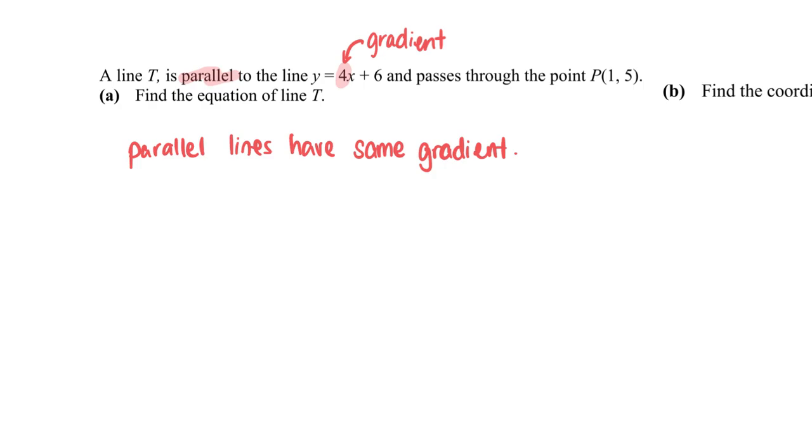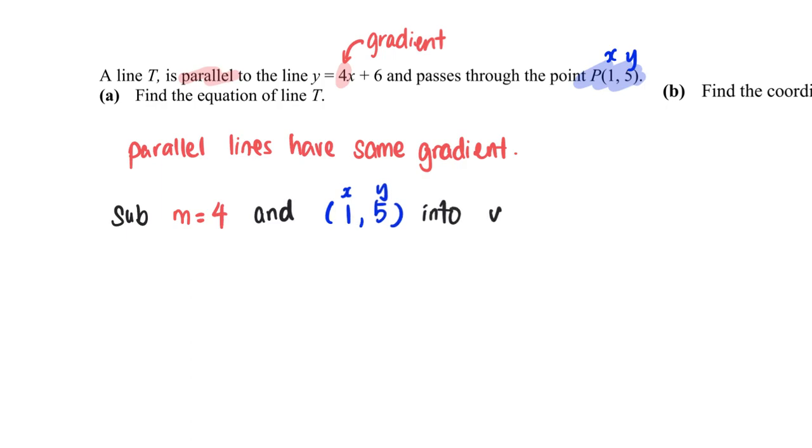It passes through the point P. Find the equation. So point P here I will have x and y. So to find the equation of a line, all we have to do is to substitute my gradient, m, in this case is 4, and the point P, which is 1 and 5, in this will be my x and y, into y equals to mx plus c. This is my m, this is my x, and this is my y.